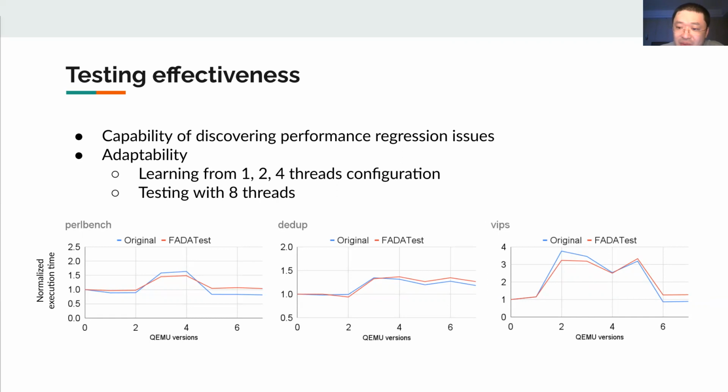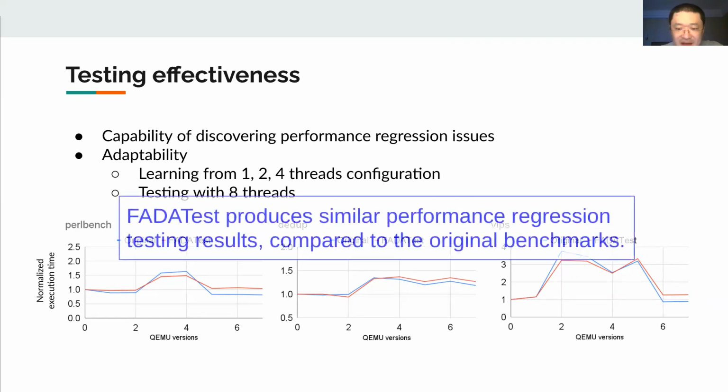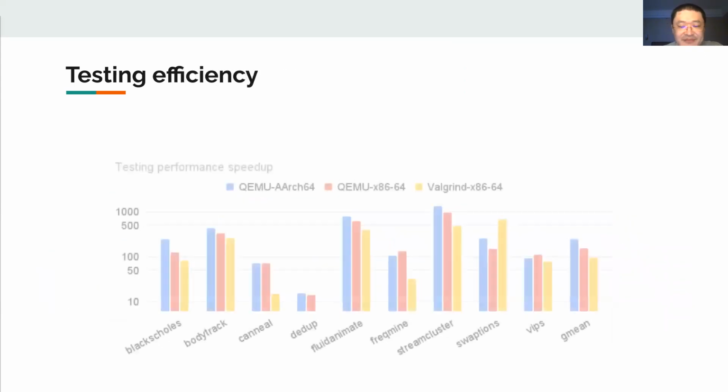While 8 QEMU versions are tested, the curves indicate the performance changes among these versions. As we can see, FADATest produces very similar results to the original tests. In other words, the performance issues discovered by the original benchmarks can also be discovered by FADATest. Next, let's see the efficiency.